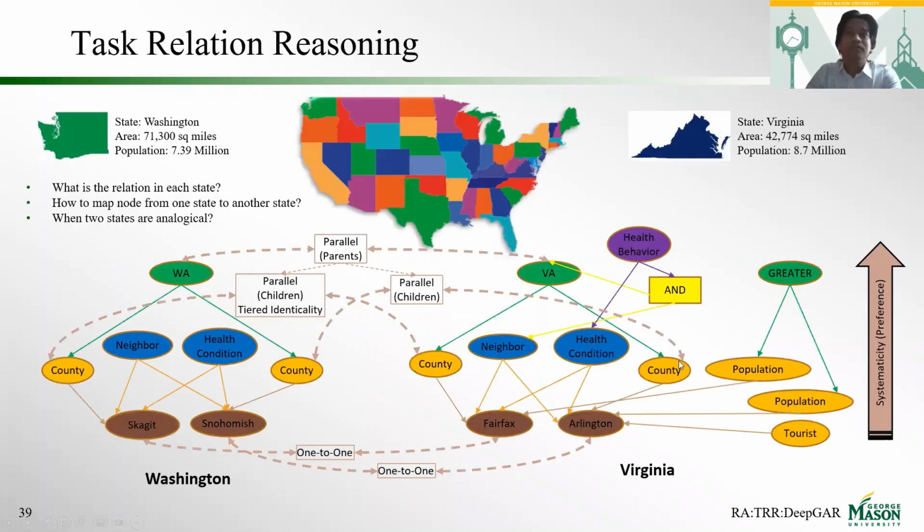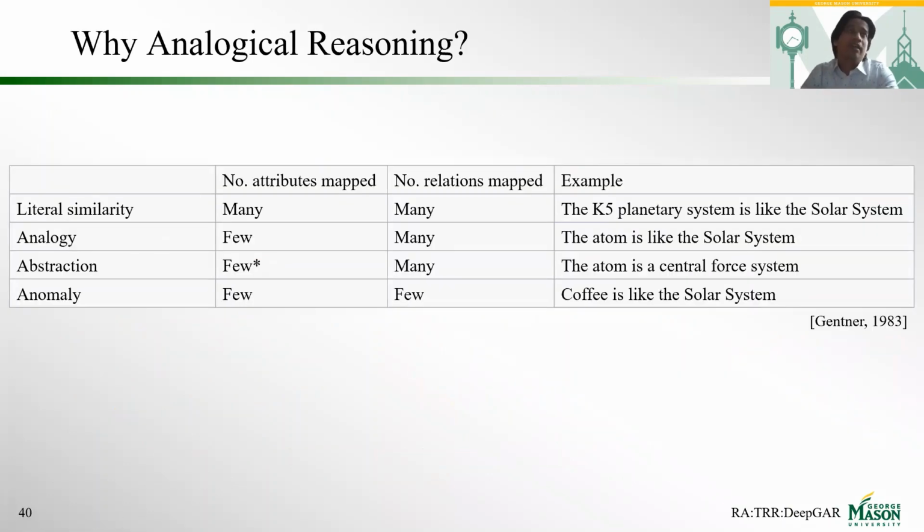Okay. Same example, taking that example, Washington and Virginia, how they are analogous. And I explained a little bit of all of these things in the research overview. From there, the question you may ask is why analogical reasoning? What is the problem? Why don't you just go for literal similarity, abstraction, anomaly? There are a lot of ways, right?